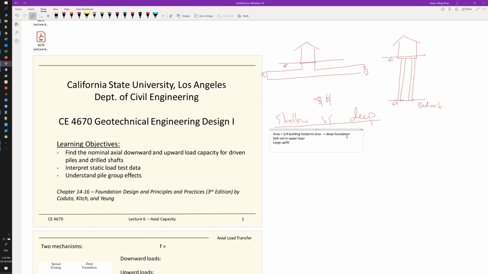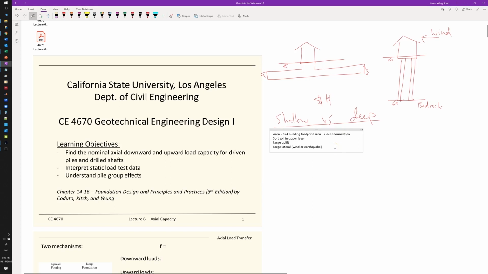The other factor could be that maybe you have a very large lateral loading. It could be something like wind loading or earthquake loading, a lateral kind of loading on your structure. For example, you have wind loading or earthquake loading that you're adding on a structure. Sometimes the deep foundation is a better way to go.